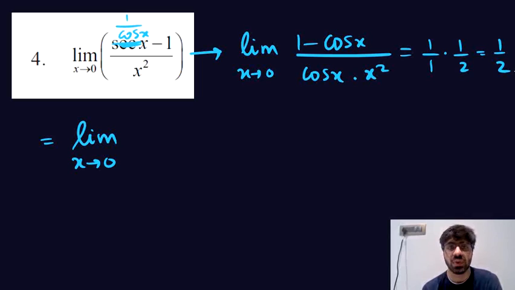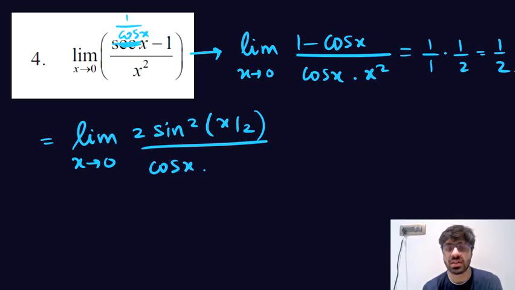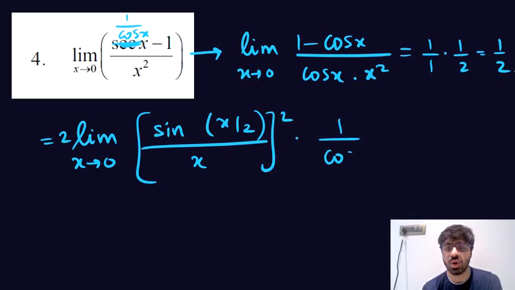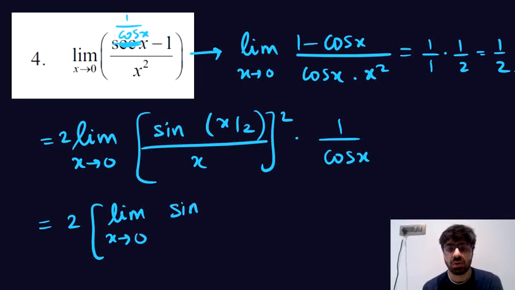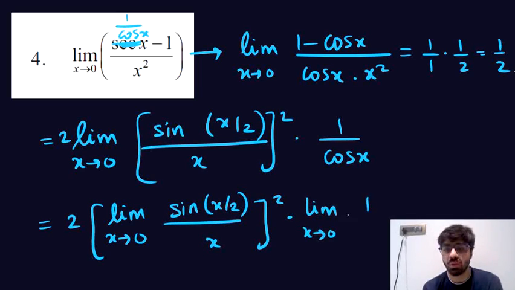But to go ahead by the actual way, what we can do is we can write the numerator as 2 sine square x by 2. In the denominator it is cos x into x square, and we can take that 2 outside the limit. Sine x by 2 and upon x, we can write that in one bracket, the whole square, into 1 upon cos x. Split the limit and take this one limit inside the bracket here. So you have 2 times limit of x tends to 0, sine of x by 2 upon x the whole square, into limit of x tends to 0, 1 upon cos x.